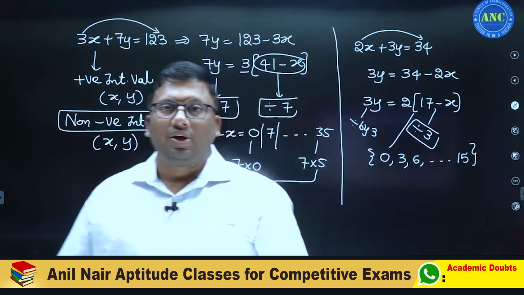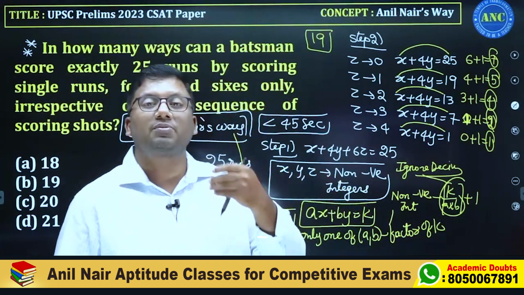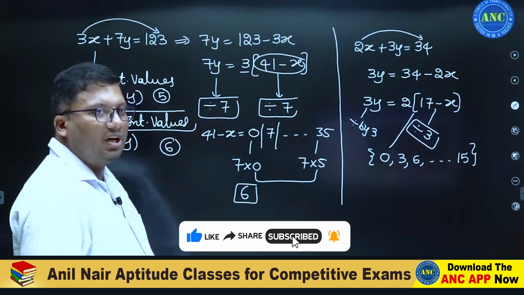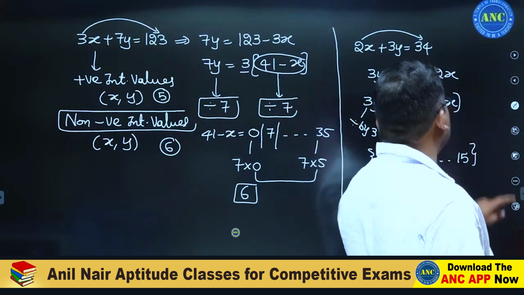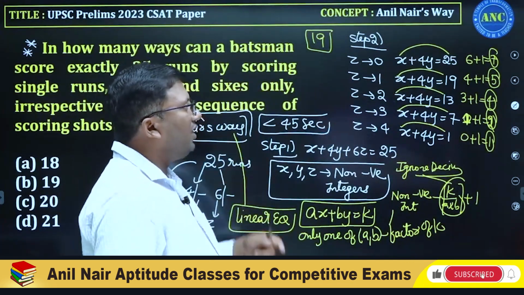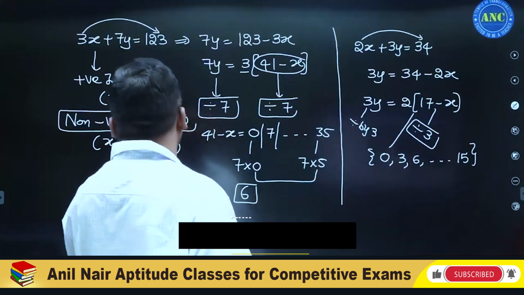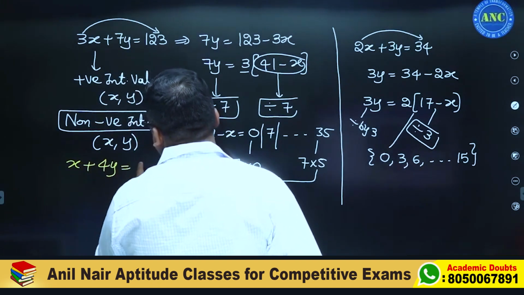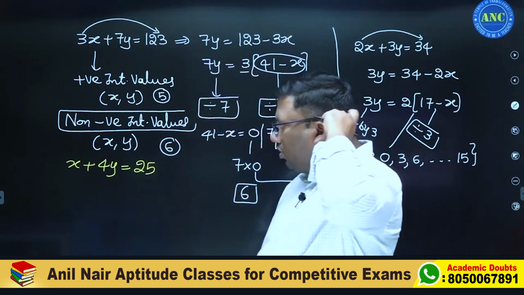Now by this time you should have understood why I did plus 1. Because I am starting from 0, that case also I need to consider. Now x plus 4y is equivalent to 25. Why did I do that? 6 plus 1 is 7. This is where you can spend a lot of extra time if you do not know the logic. Otherwise you can go by this one.